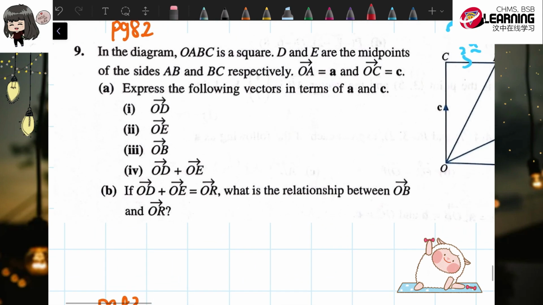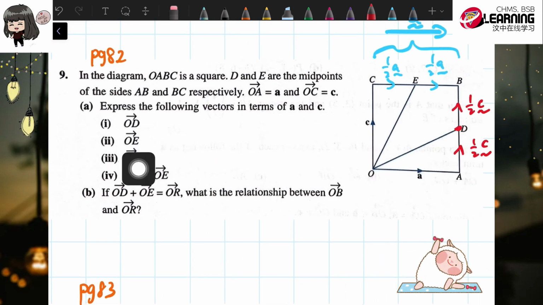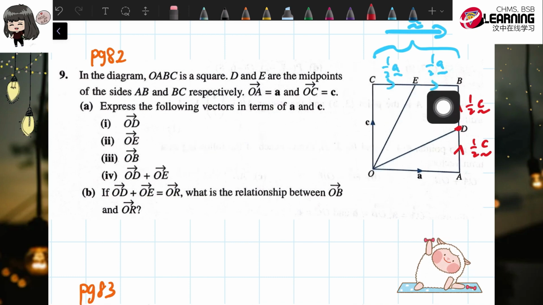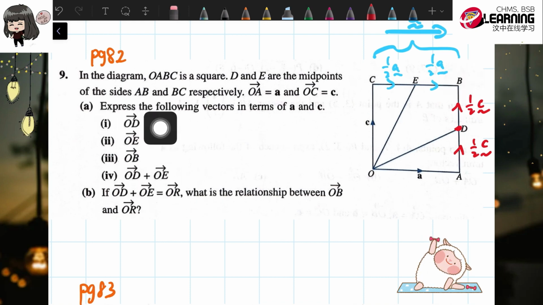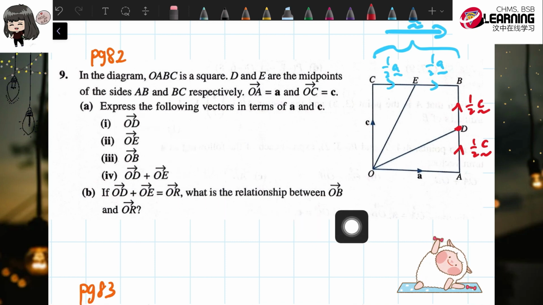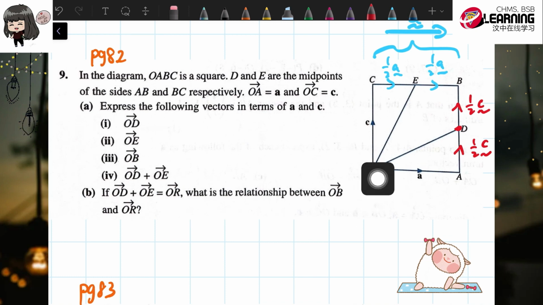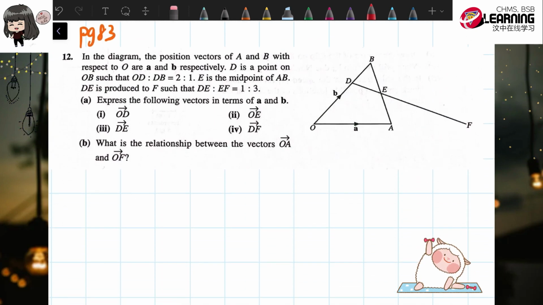I think OD you can do. OD is OA, AD. OE is O to C, C to E. OB can be OC, CB. OD plus OE, if you have found part 1 and part 2, you add them together. And then part B, you can try first. I will explain to you in the next lesson. And then this question, I will teach you how to do this question. But you can pause the video and try on your own first, alright?